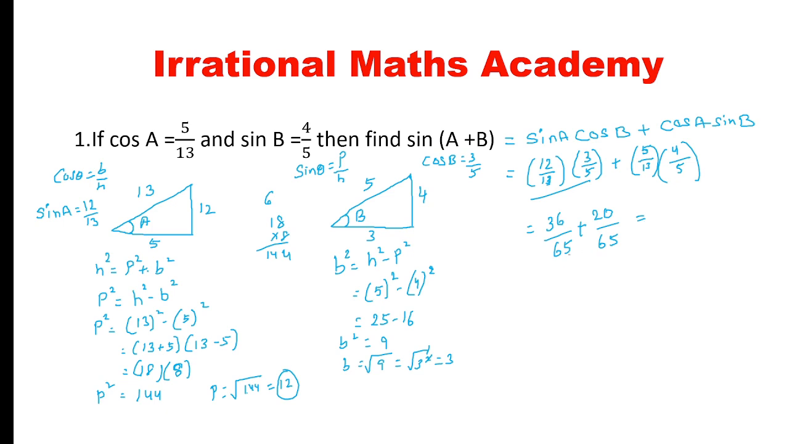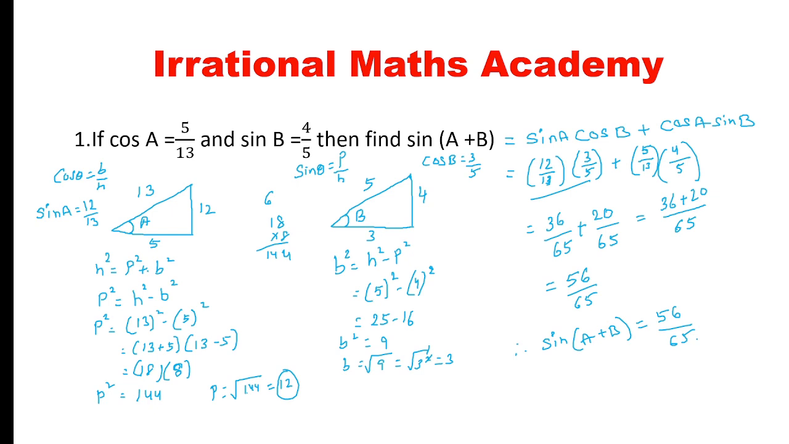Now the denominators are the same, right? When the fractions are like fractions with the same denominators, I'll take the common denominator and add the numerators. 36 plus 20, so what will I get here? 56 upon 65. Therefore, the answer for sin(A + B) is 56 upon 65.